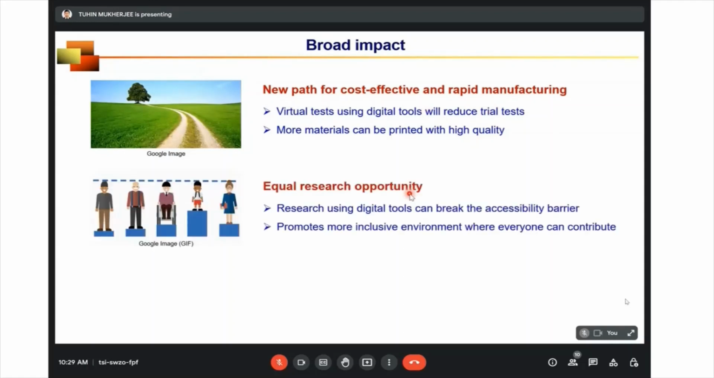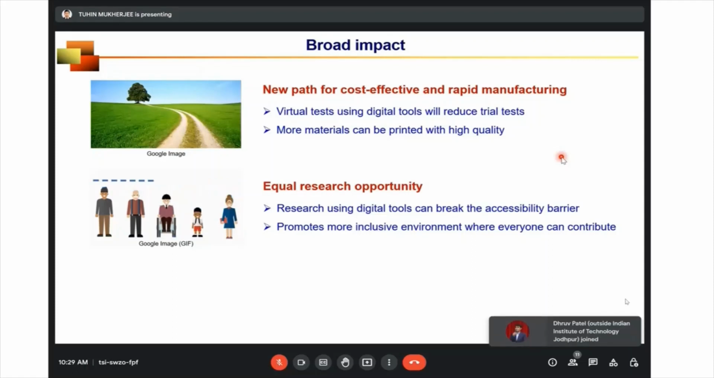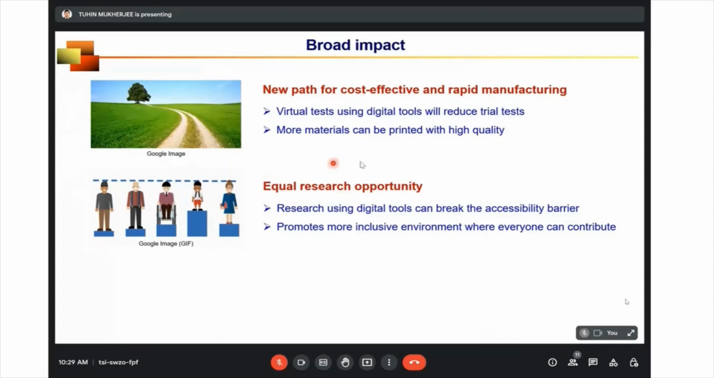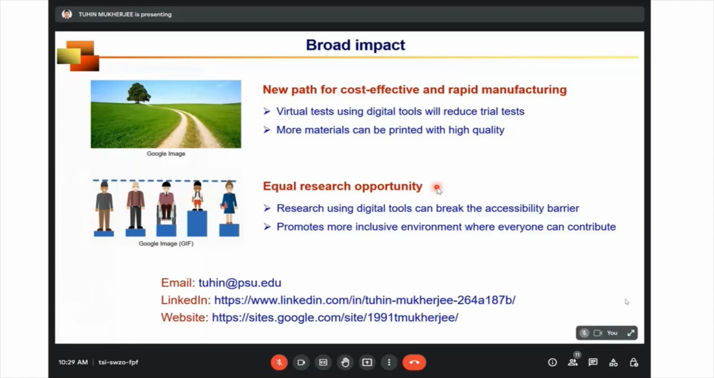In those cases, virtual testing using digital tools is the future. And also, I believe that research using digital tools can break the accessibility barrier. So anyone from anywhere in the world can contribute to the research. They just need to have an inexpensive laptop and a stable internet connection. Using digital tools, they can contribute to the research, and that will create a welcoming and equal research opportunity worldwide. So that's all I had.